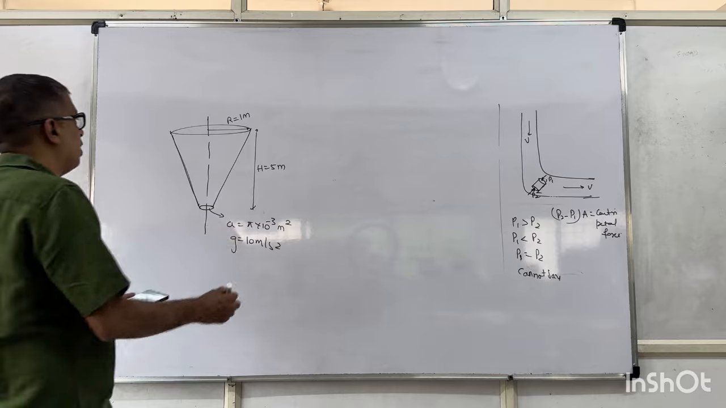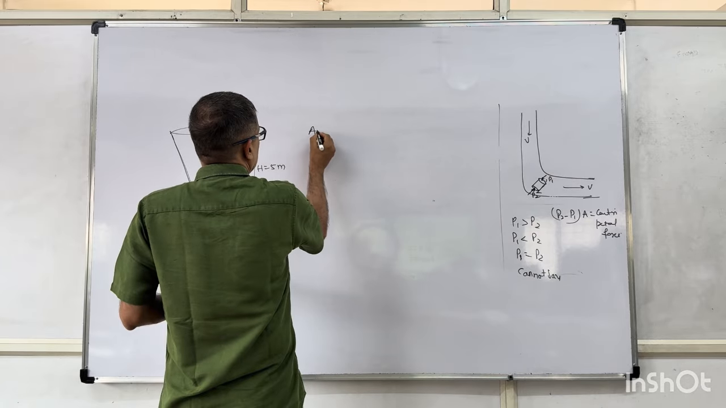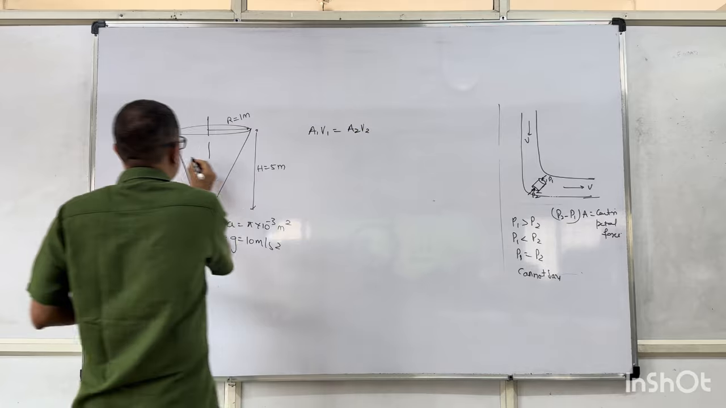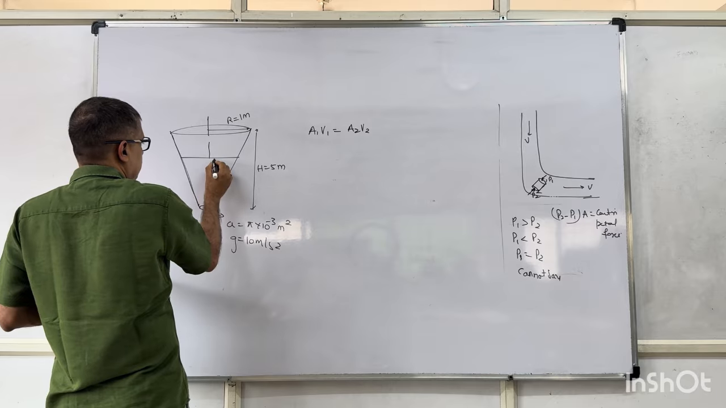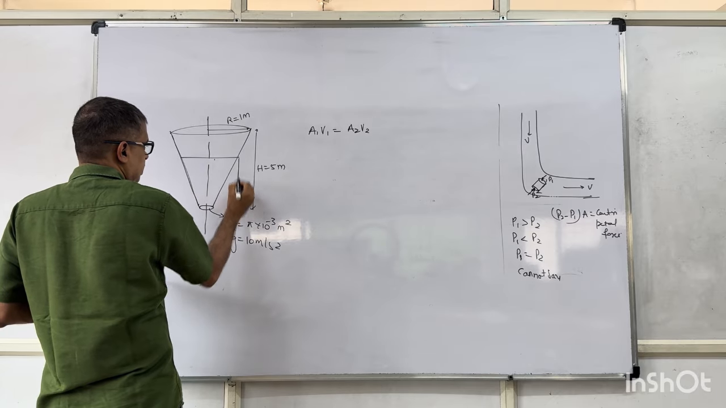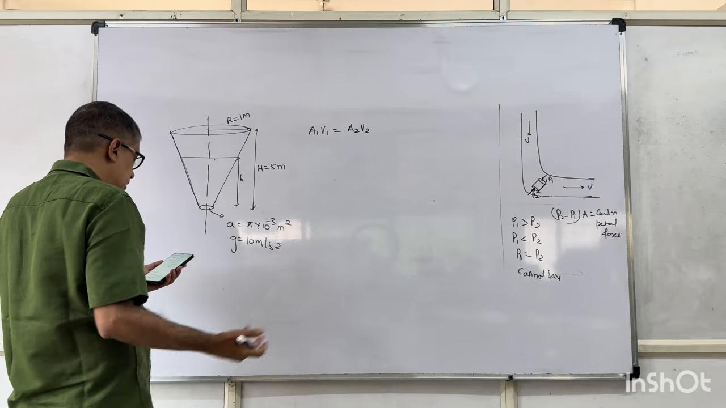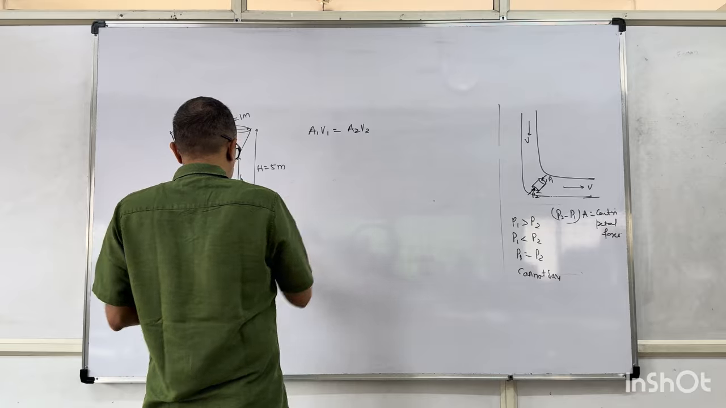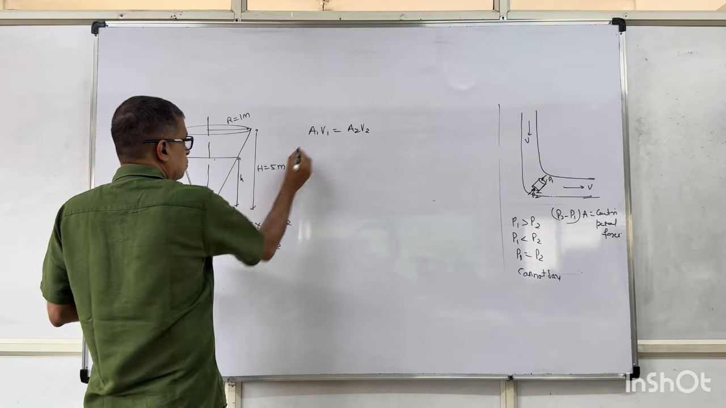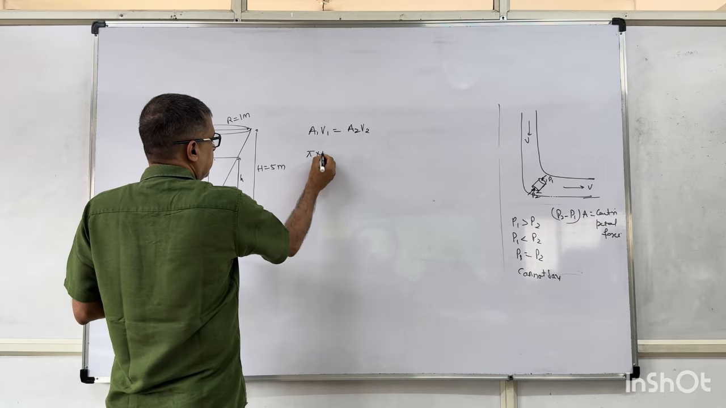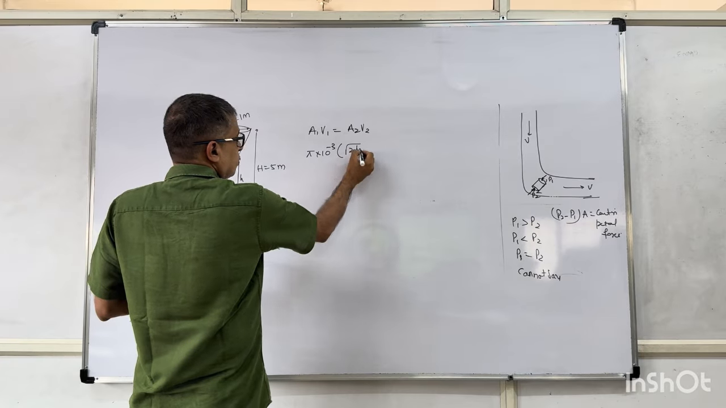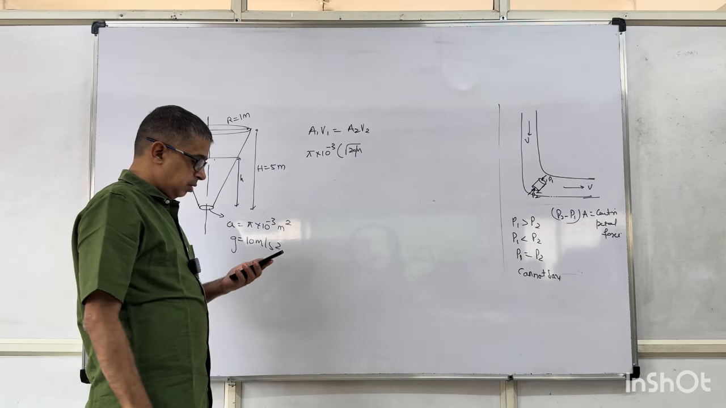A1 V1 equal to A2 V2. Let me consider this to be at a height of h. Small h, you take y, anything of your choice. Right? Here, small a, pi into 10 raised to minus 3, root over of 2gh.